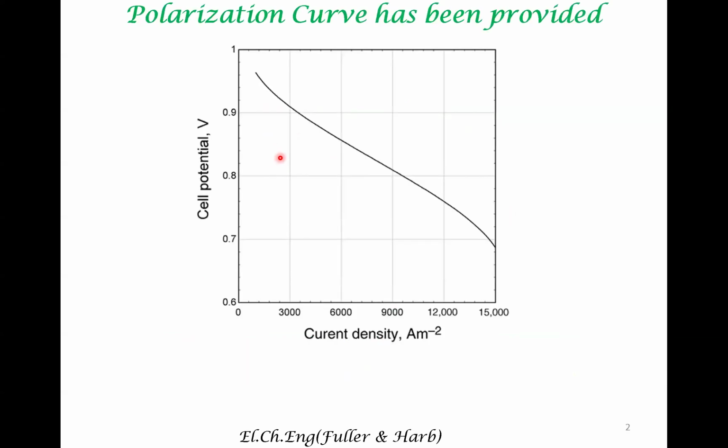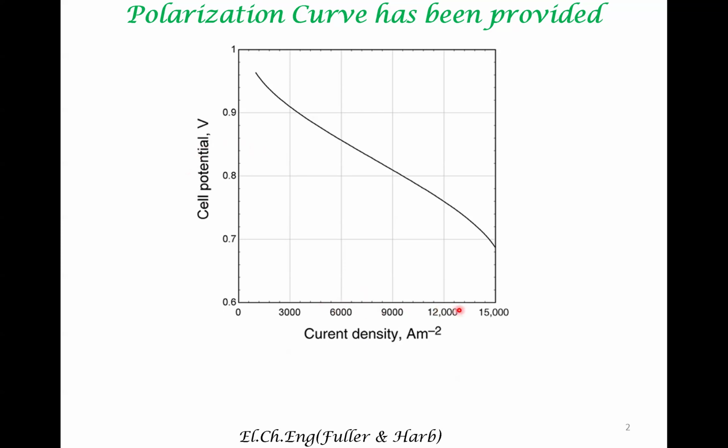Before we start the design, we are provided with the polarization curve of a particular fuel cell. We have addressed these issues on polarization curve in many of the previous lectures. Please look into that. So you need to know what is the potential you may get from the fuel cell as the current density is increased.